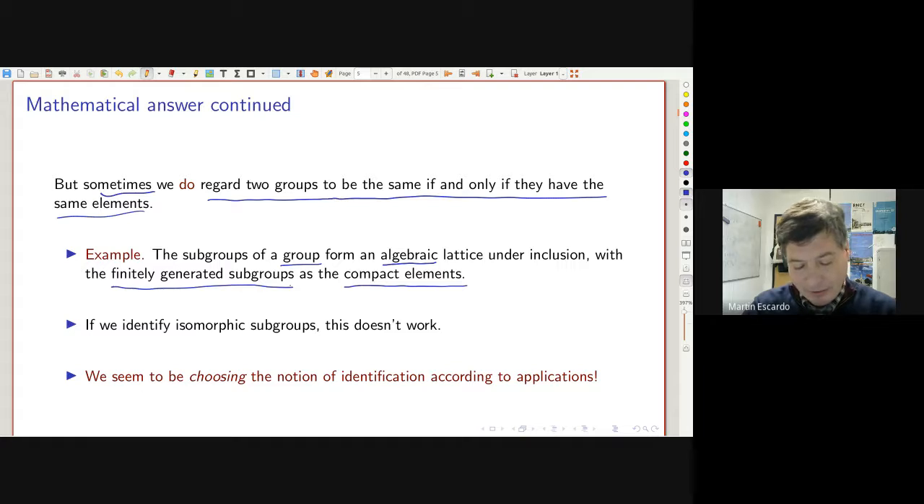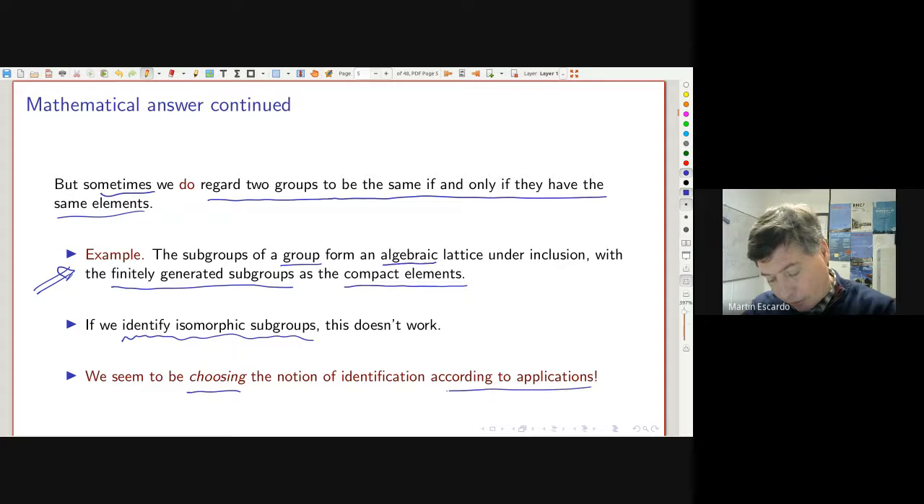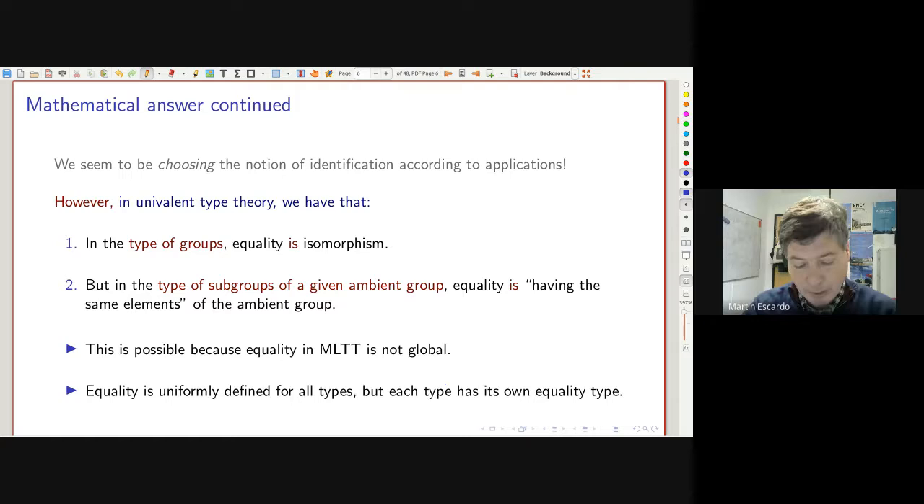Now, if you identify isomorphic subgroups, this example doesn't work. So you cannot identify two different groups, if they are isomorphic, if you want this theorem to be true. Okay, so we seem to be choosing a different notion of identification according to applications. Yeah, but actually, I want to show that this is not the case, at least not in type theory.